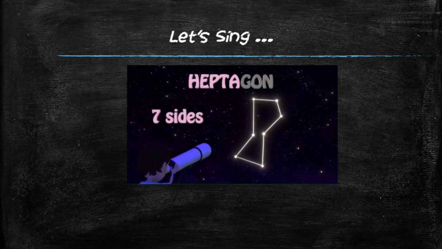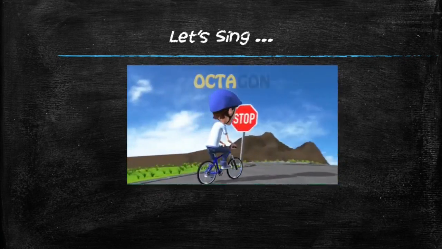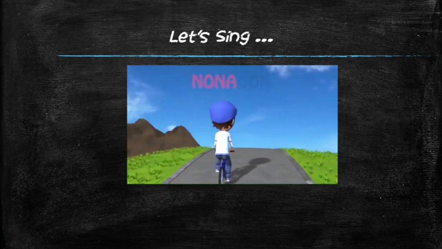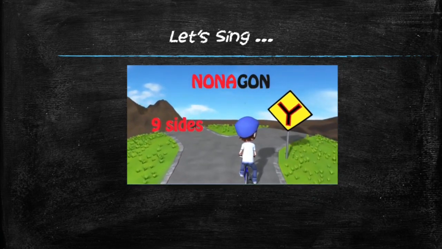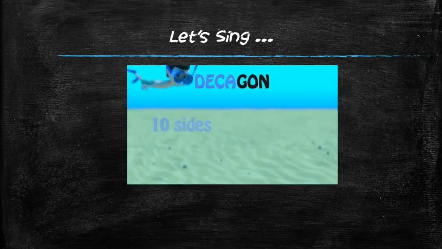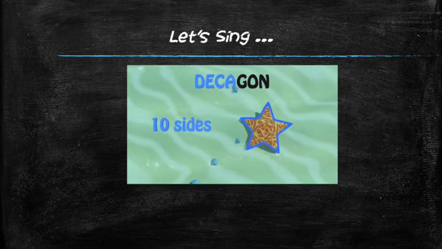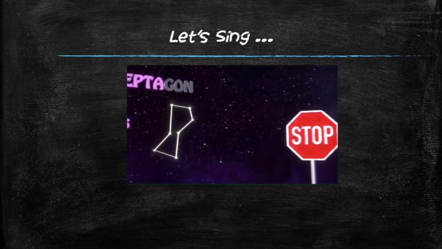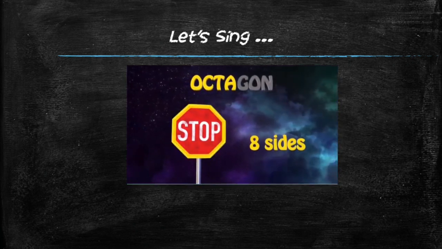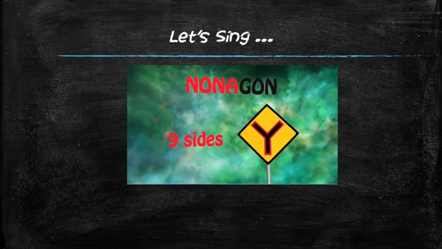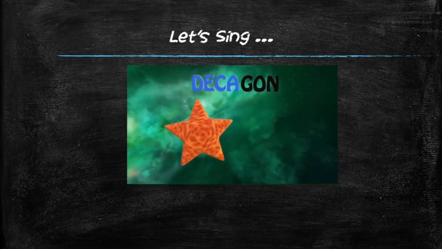Hepta is a prefix that means 7. Heptagons have 7 sides like Orion in the heavens. Octa is a prefix that means 8. Octagons have 8 sides like a stop sign shape. Nona is a prefix that means 9. Nonagons have 9 sides like a Y on a road sign. Deca, a prefix that means 10. Decagons have 10 sides like a starfish in the ocean.